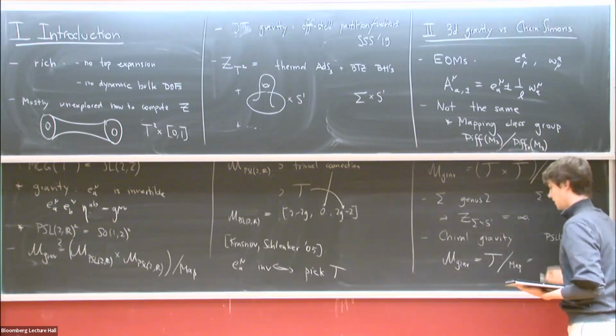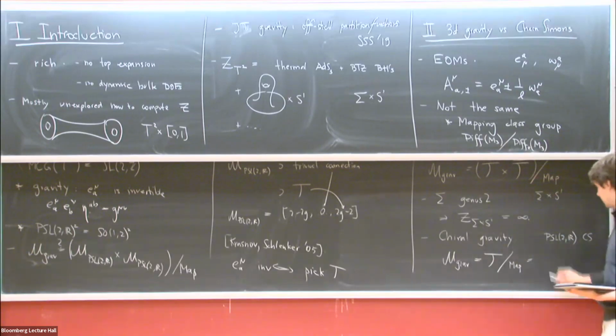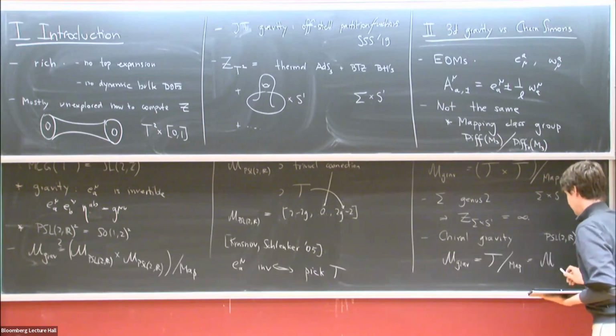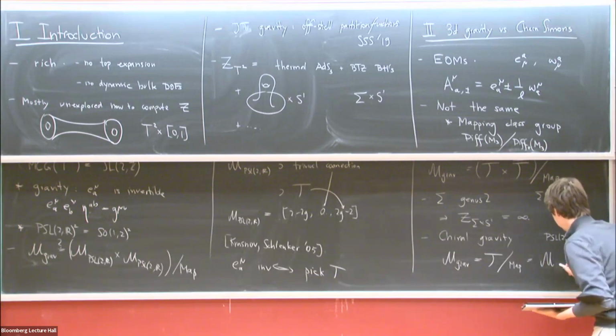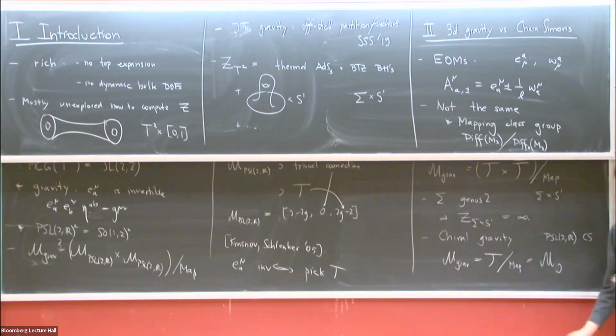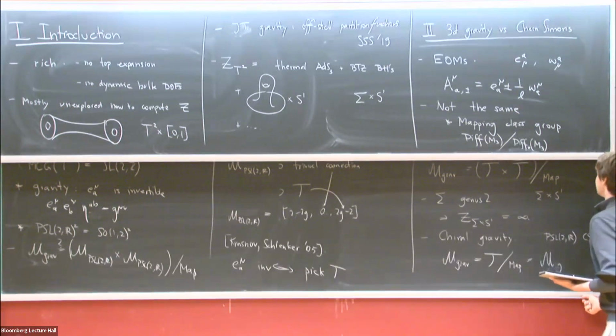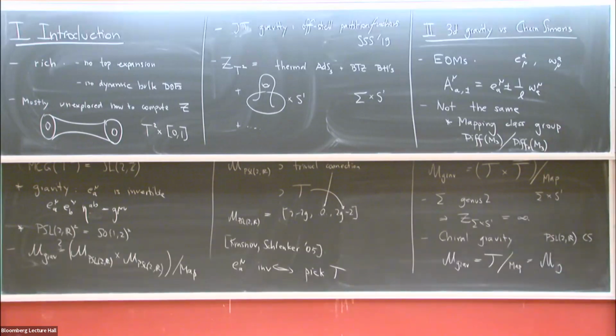And so Teichmüller space mod mapping class group is nothing else than the moduli space of Riemann surfaces. Let me suppose it's some compact surface, and then this would be M_g, the standard notation for the moduli space of Riemann surfaces, where g is the genus.